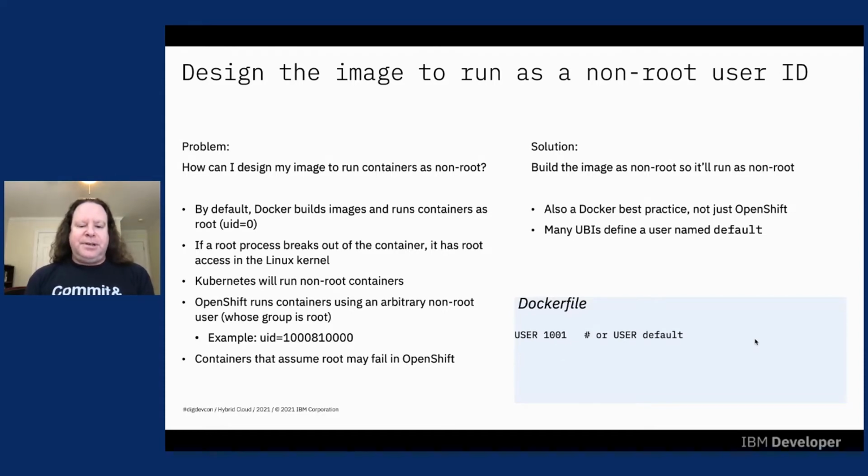In your Docker file, you use the USER command and you set it to any non-root user ID. By default, we tend to use user 1001. Also, if you're building on top of a UBI, most of the UBIs have a user built in called default. So if you just say USER default, then you'll get whatever user that uses, and that's good. So what you're doing is setting up an image, a container that will run as a non-root user and run properly, so that when OpenShift runs it that way, it'll still run correctly in OpenShift.